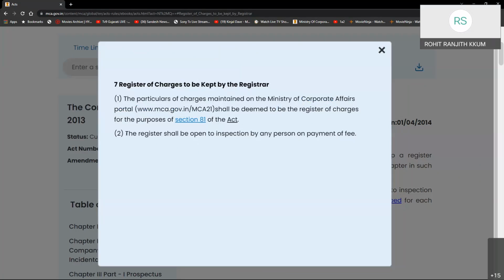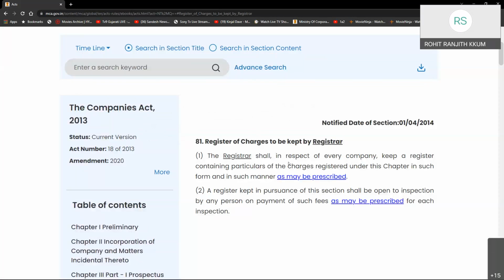Now, look, the second paragraph says it is public and open for inspection by any person on payment of fees. But all of you know right now the fees is zero. Did you observe that anyone, just by simply going to that web portal, can easily see the register and what the charges are? But if the government in future wants to impose certain fees, then the Government of India has the right to do that. So that is all about paragraph number 1 of the register.